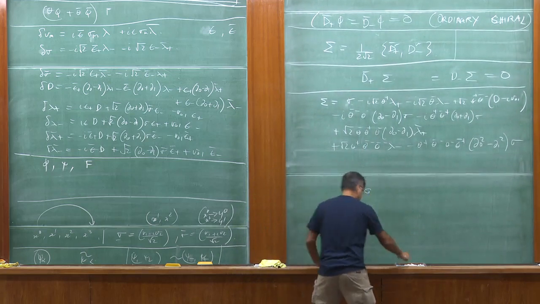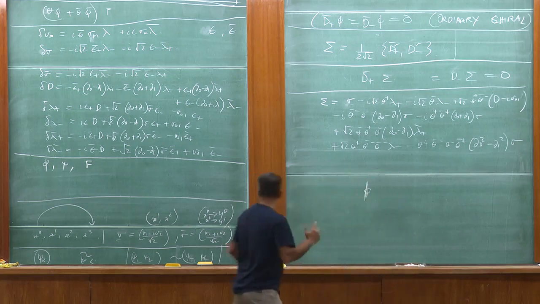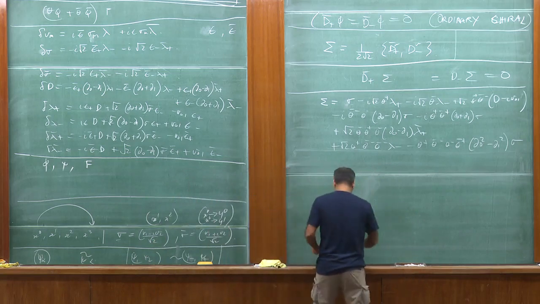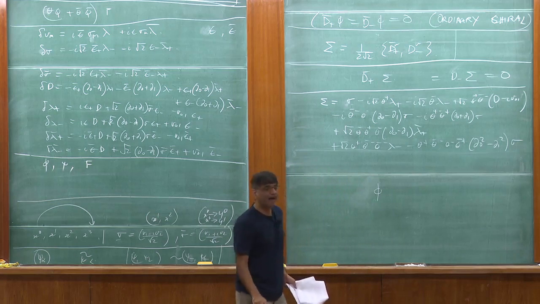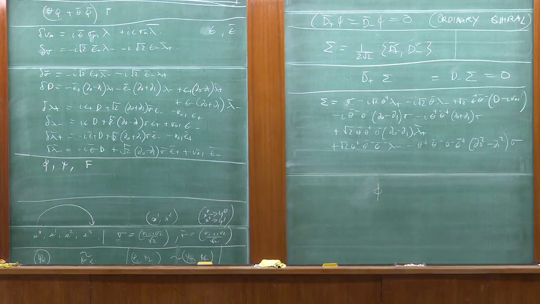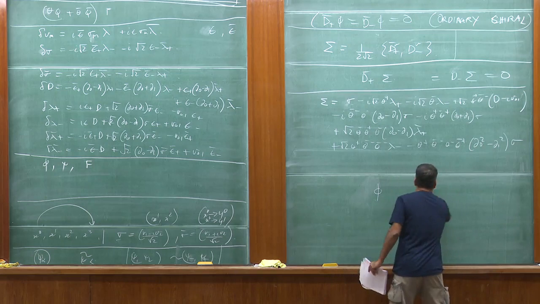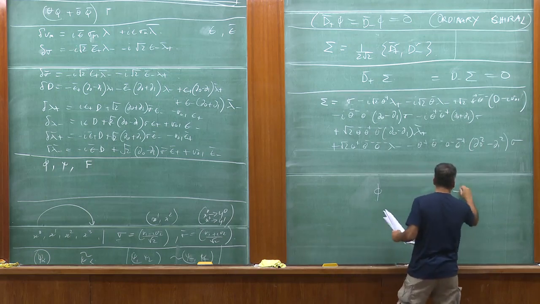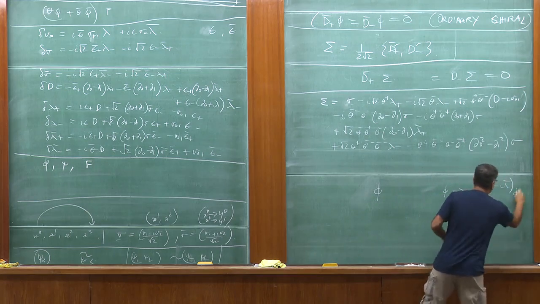Suppose you have a field phi here, which is a chiral multiplet. Now, since phi is gauge variant, to put a condition like D on phi equal to 0 makes no sense. You want a gauge invariant condition. But you know how phi transforms: phi goes to e to the power i lambda minus i lambda bar times phi.